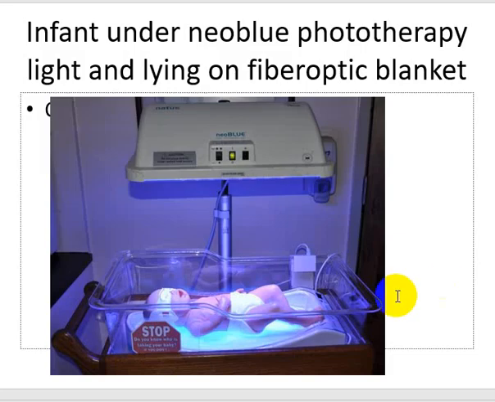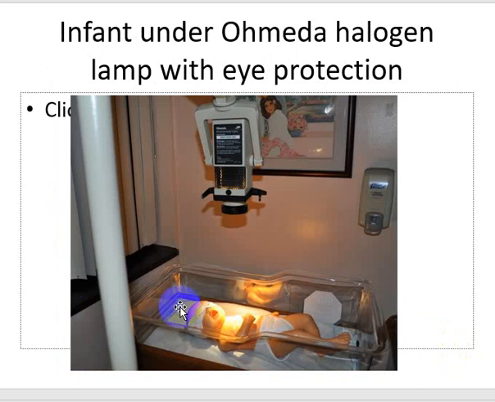These are fluorescent lamps. This is the old type of phototherapy. This is a new phototherapy. This is an infant with eyes covered, under a new blue phototherapy. And also he is lying on a blanket which is fiber optic. This is double intensive phototherapy. This is another type of phototherapy called Ahmeda halogen lamp.